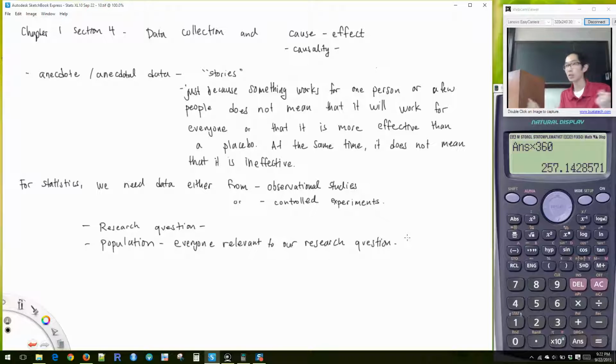So you have to think about, what is your research question? What are you asking? Who are the people relevant to that research question? That would be your population. Okay, and the sample, we can't study everyone, so the sample are the people from the population that we can study.